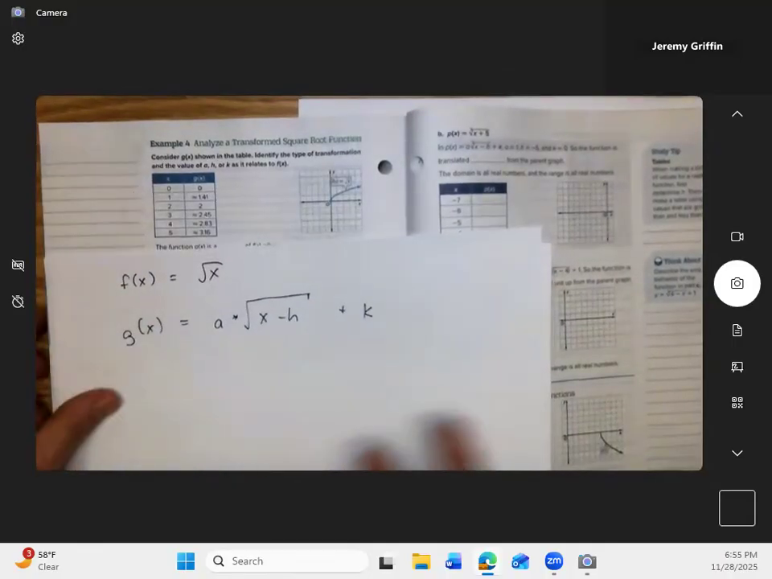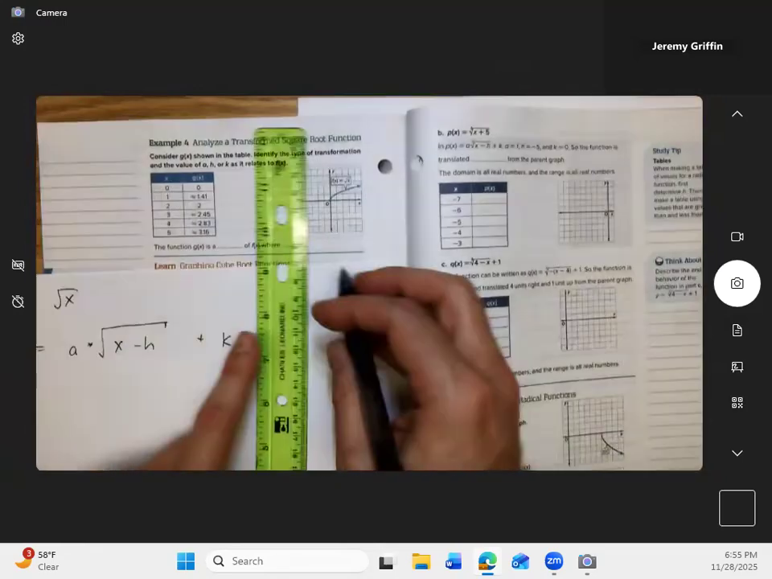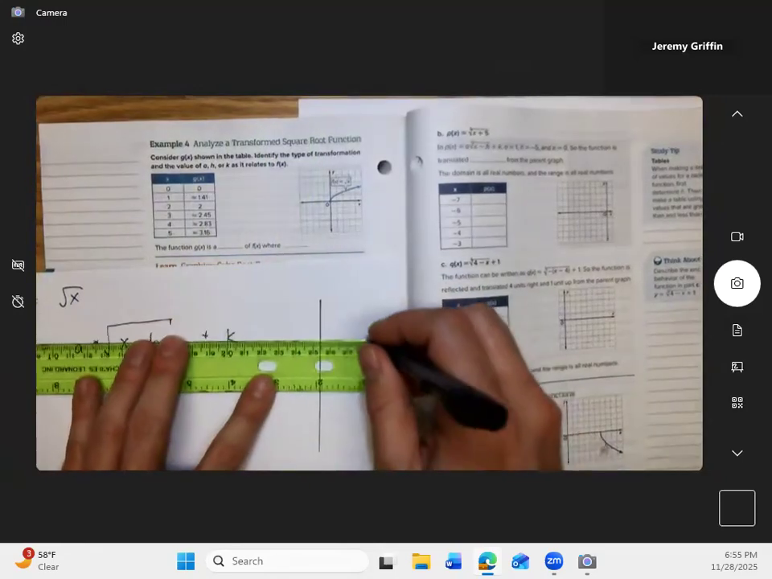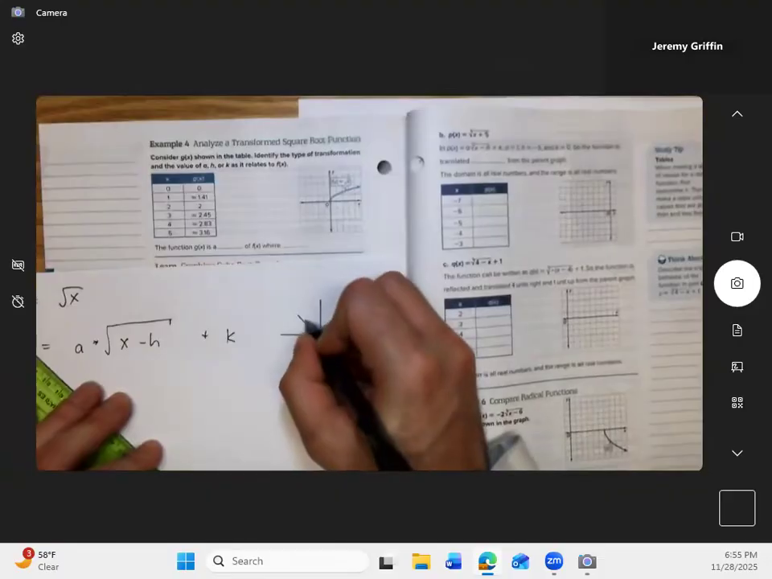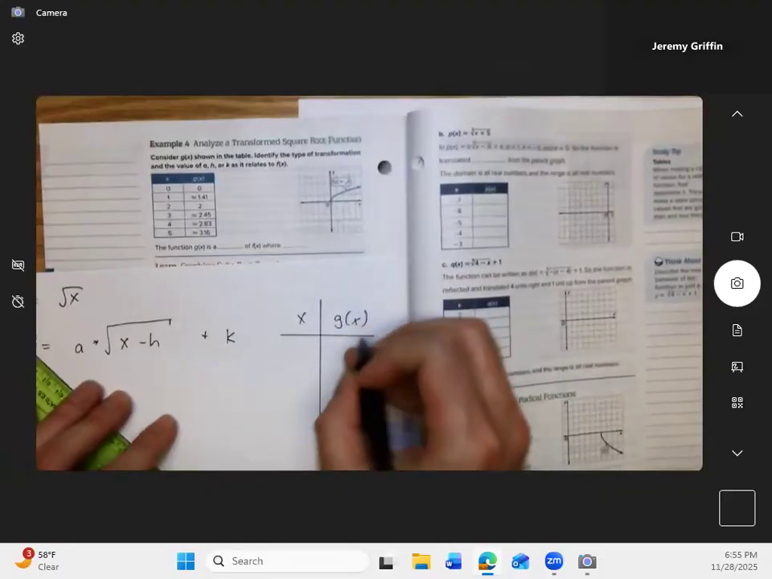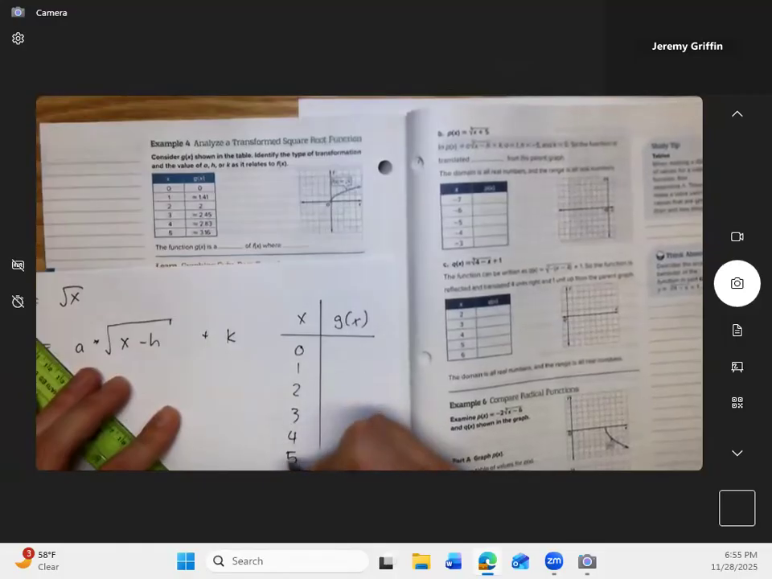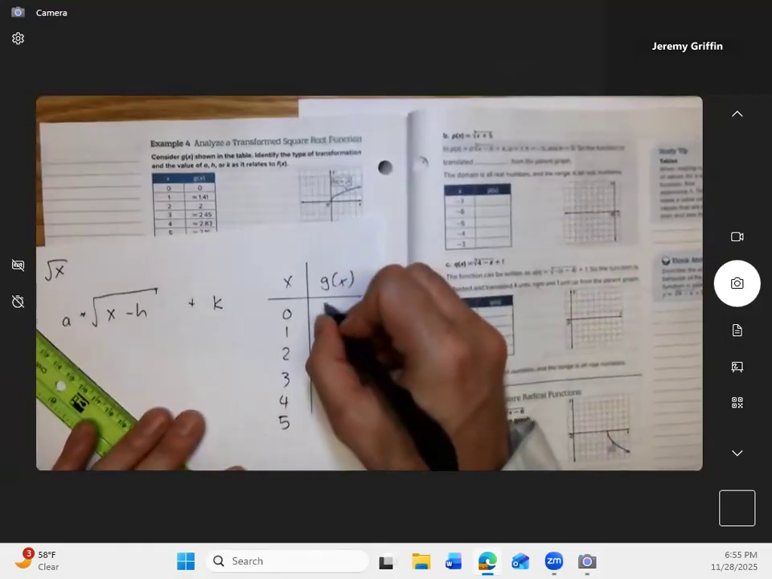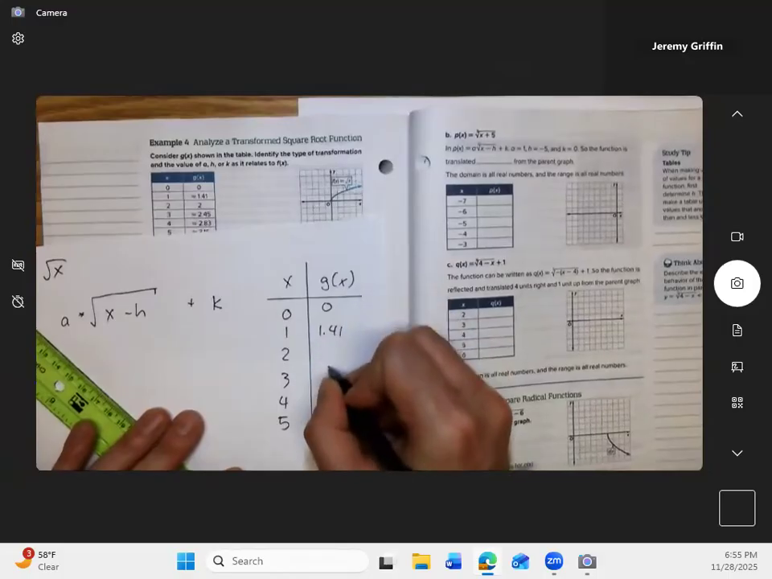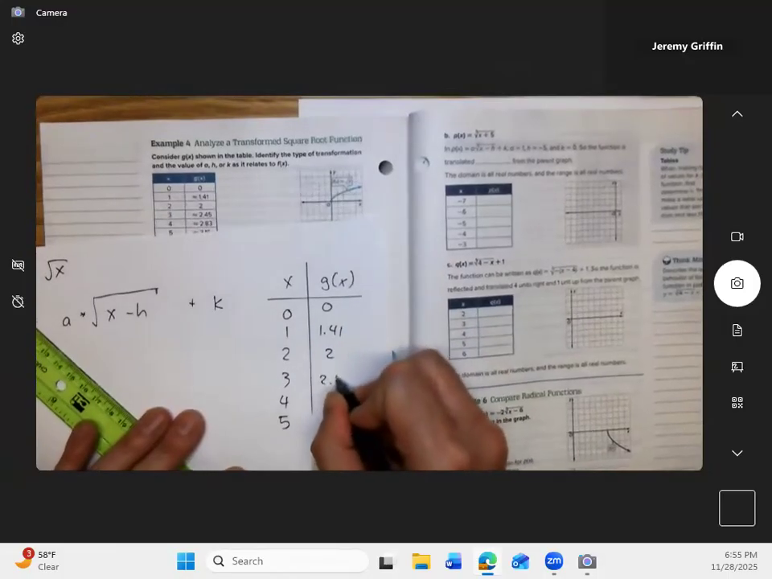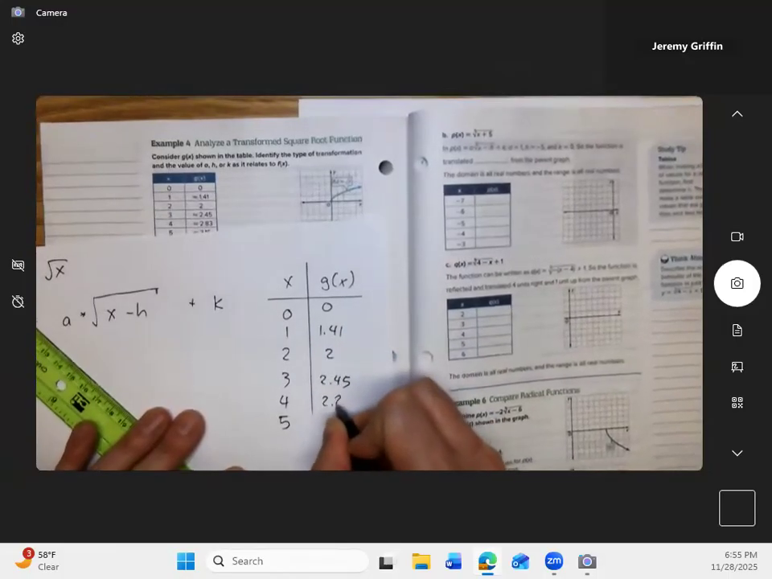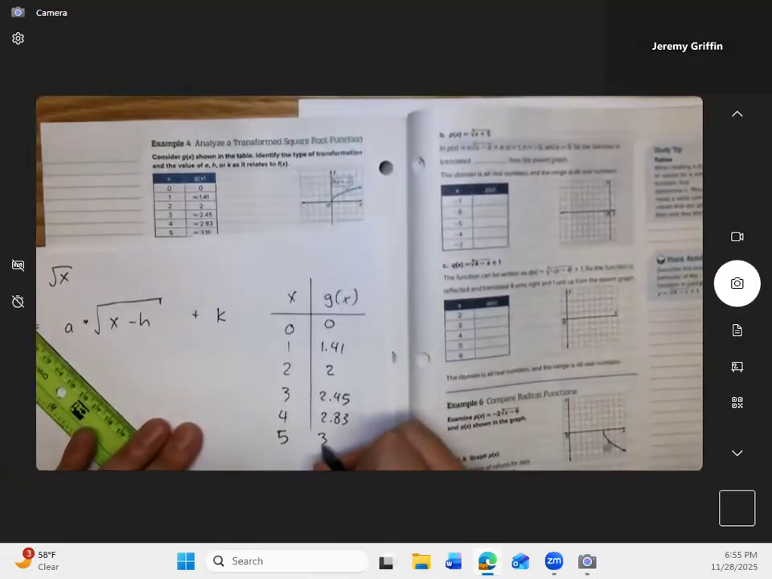If we're looking at this table, and I'll write this table a little bit bigger so that it's easier to see too. So x and g of x. They gave us the values 0, 1, 2, 3, 4, and 5 for x. And then for g, we got 0, 1.41, 2, 2.45, 2.83, and 3.16.